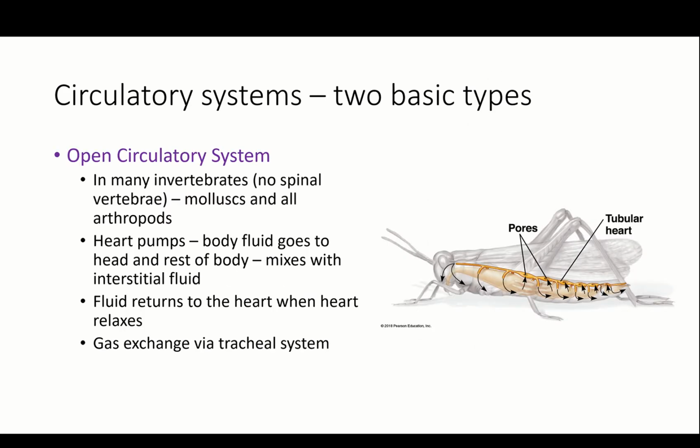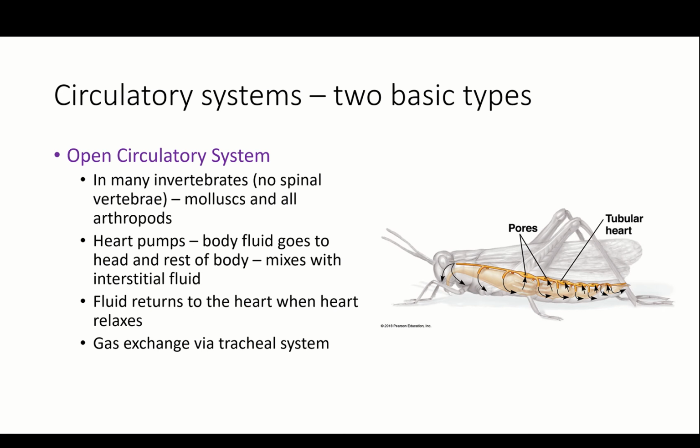So an open circulatory system is something you would see in many invertebrates, or animals that don't have spinal vertebrae. This could include a grasshopper like you see here, mollusks, and all other arthropods, or mostly insects. And what they use instead of a heart in a circulatory system like we have is they will have a heart pump too.